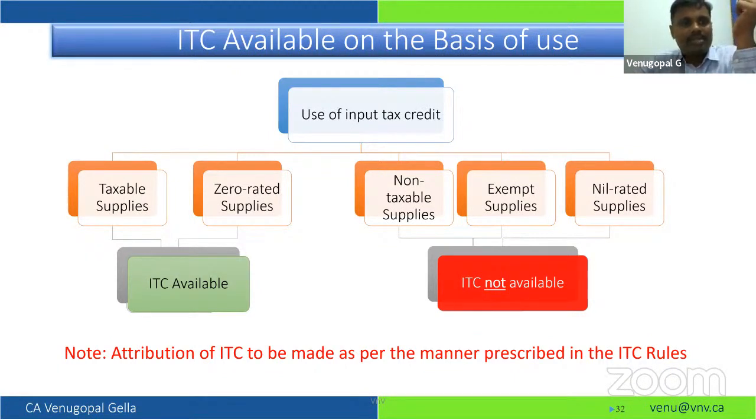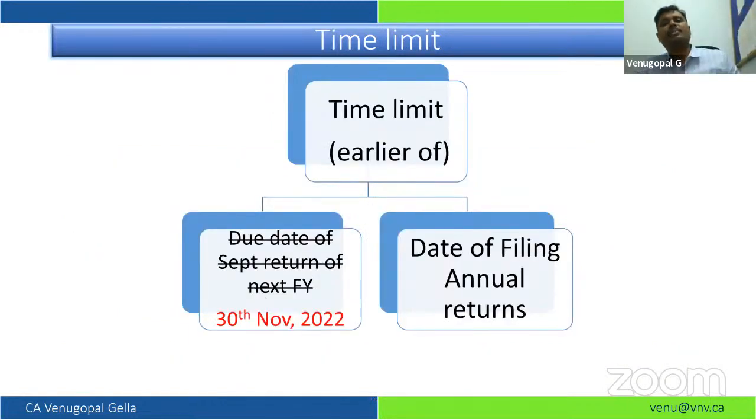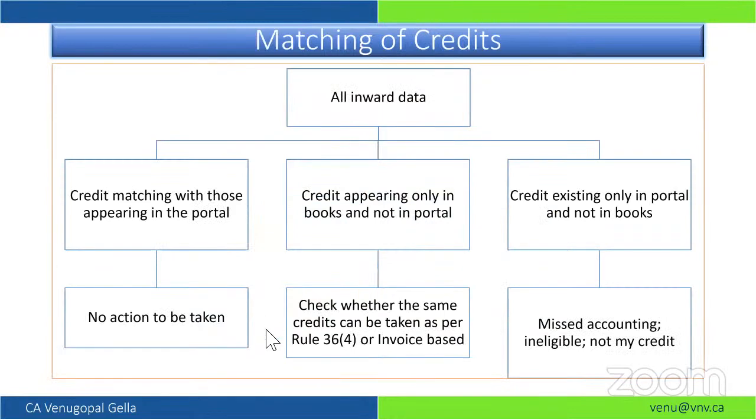And we all know ITC eligibility is as per section 17 subsections 1 and 2: only towards taxable and zero rated supply is the ITC eligible. For the balance, it is not eligible. If you miss out taking the credit, you can take it up until 30th November. Earlier, it was the due date of September, but this has been corrected and you can take the credit up until 30th November. So what do we do as a reconciliation every month?